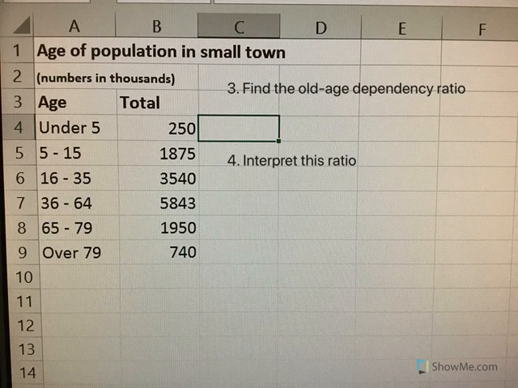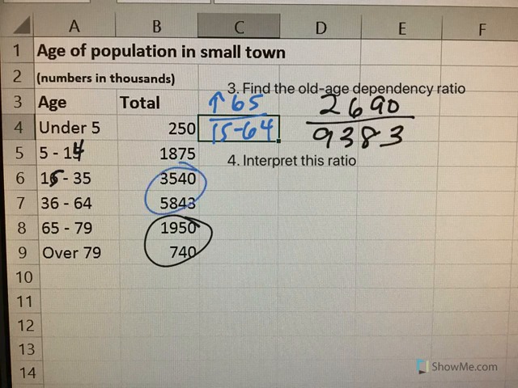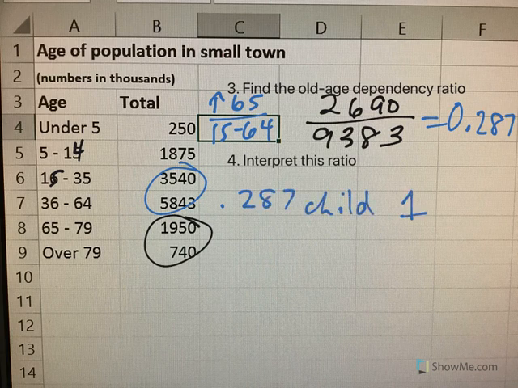Now, if we do old age dependency, remember that old age is over 65 compared to the working class. So again, over 65 is these two. So that together gives me 2690. And we know from a previous page that our working class, this group here, is 9383. So when I divide, I get 0.287. So again, interpreting that, we could say there's 0.287 children dependent on every one worker, or we move our decimal.